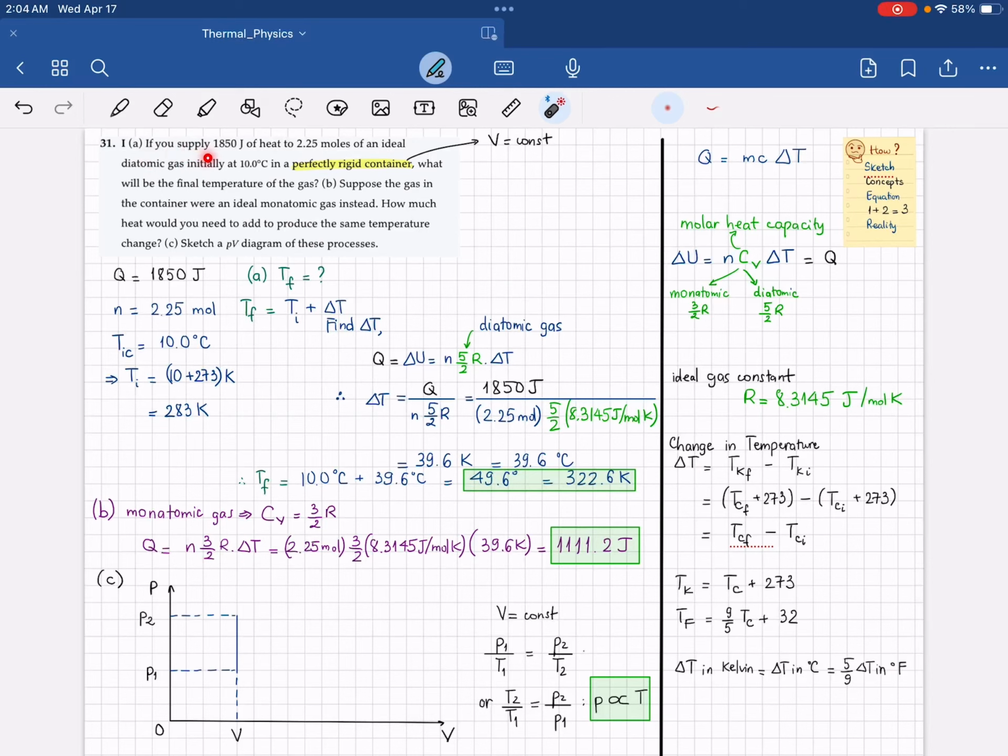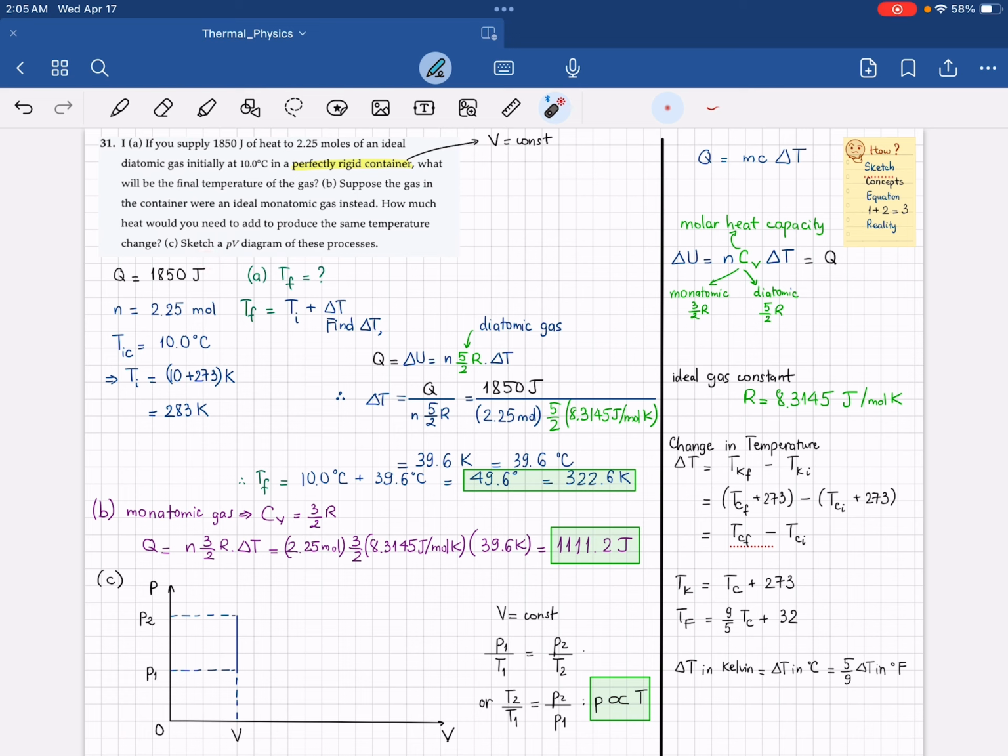If you supply 1850 joules of heat to 2.25 moles of an ideal diatomic gas initially at 10 degrees Celsius in a perfectly rigid container, what will be the final temperature of the gas? B. Suppose the gas in the container were an ideal monatomic gas instead. How much heat would you need to add to produce the same temperature change? And C. Sketch a PV diagram of these processes.